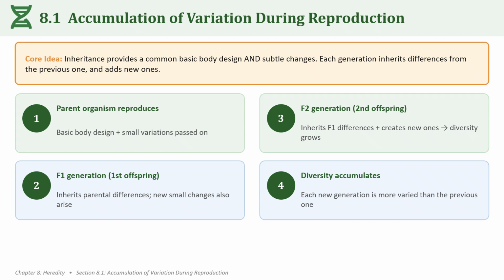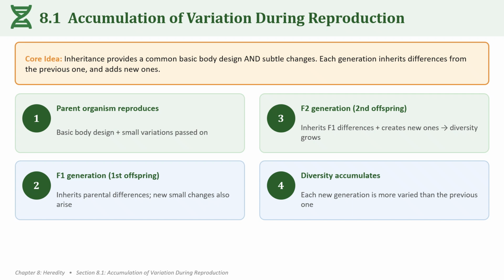So let's see how these variations are built up step by step. In the first step, the parent organism reproduces. The parents' basic body design will be maintained, and also some small variations will be passed on. That is, the parents pass the genetic information to the offspring. What happens in the second step? The first generation: the offspring inherit the parental traits along with small new variations. What happens in the third one? That is the second generation. More variations accumulate because each generation inherits old variations and adds new ones also.